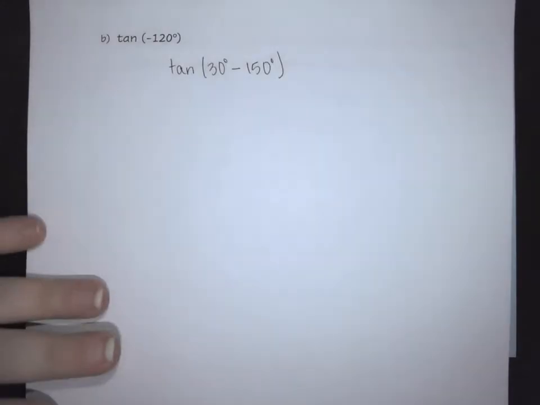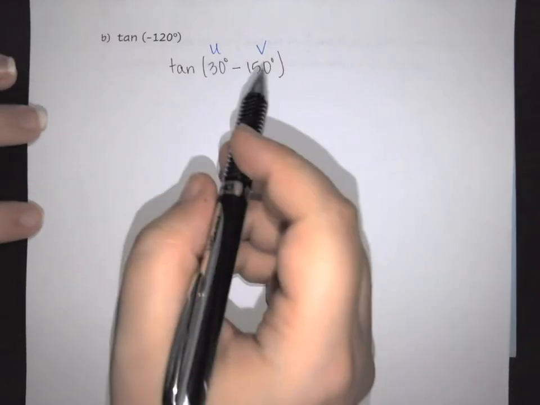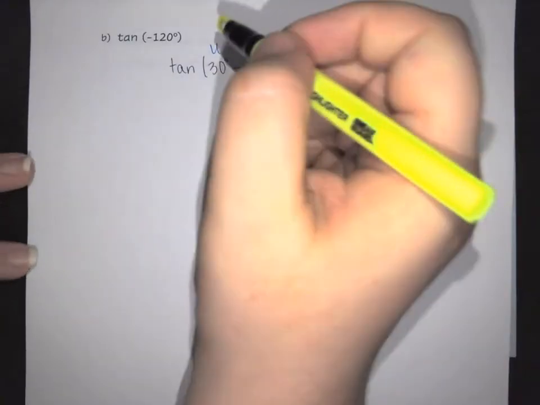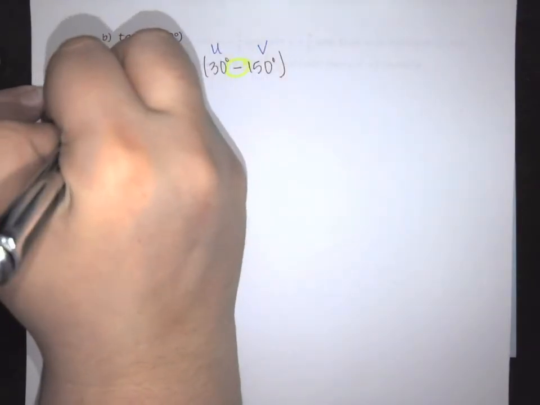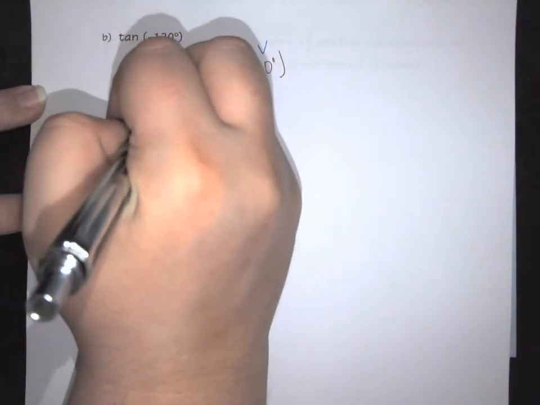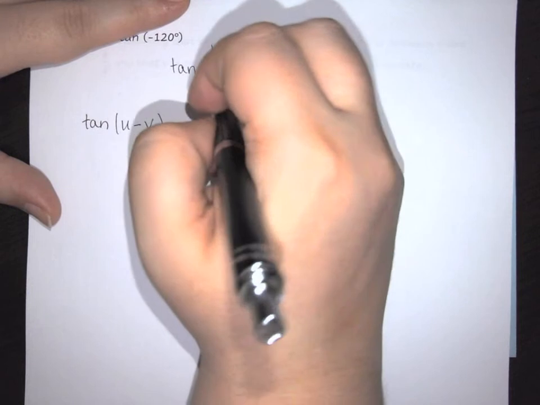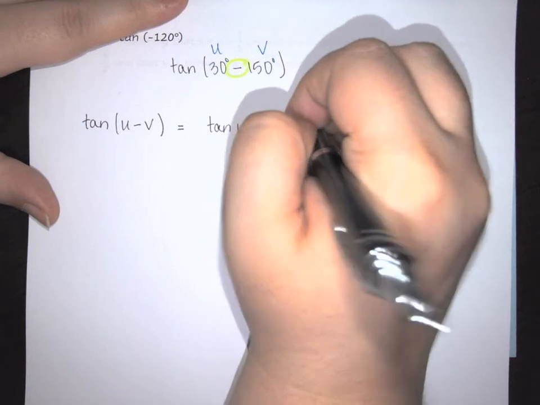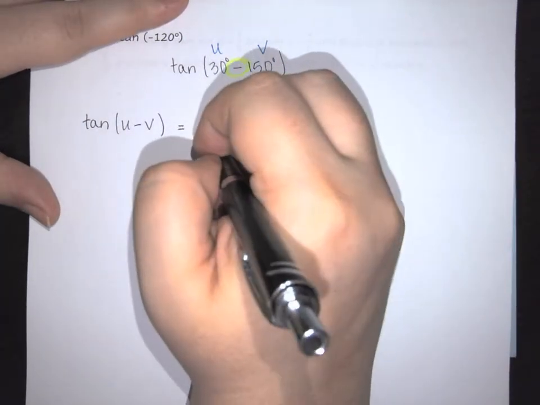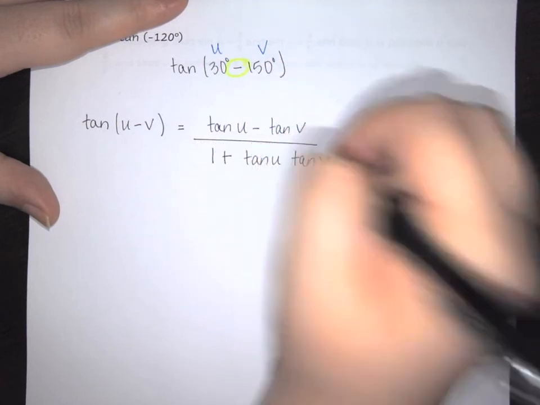So that would mean my 30 degrees is going to be my u, the 150 is my v, and I want subtraction. So again, this piece here is going to be a huge part as it tells you what to do. We are looking at the tangent of u minus v. So we would look at our identity. This is going to give you the tangent of u minus the tangent of v all over 1 plus the tangent of u, the tangent of v.